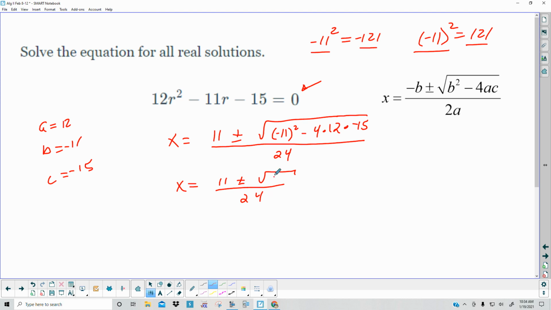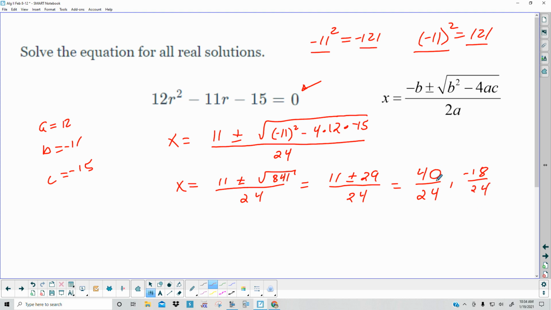And I get 841. Now, it should work out to be a nice square root for these type of problems. Okay? It should. If it doesn't, that's the next assignment, which this is going to signal you in this assignment that something went wrong. Square root of 841 is 29 over 24. Now you're going to get two answers here, and you have to do them both. 11 plus 29 is 40, and that's still over the 24. And your other answer is 11 minus 29, which would be negative 18 over 24.